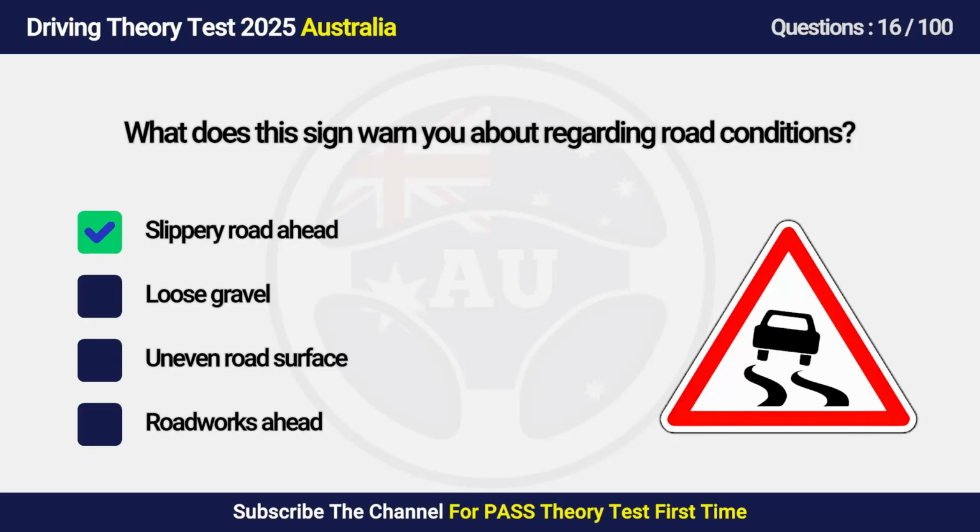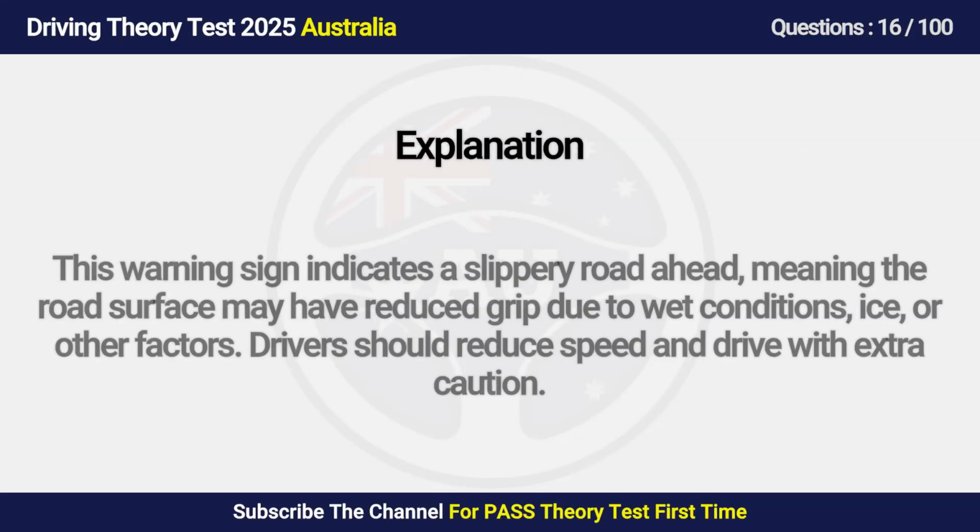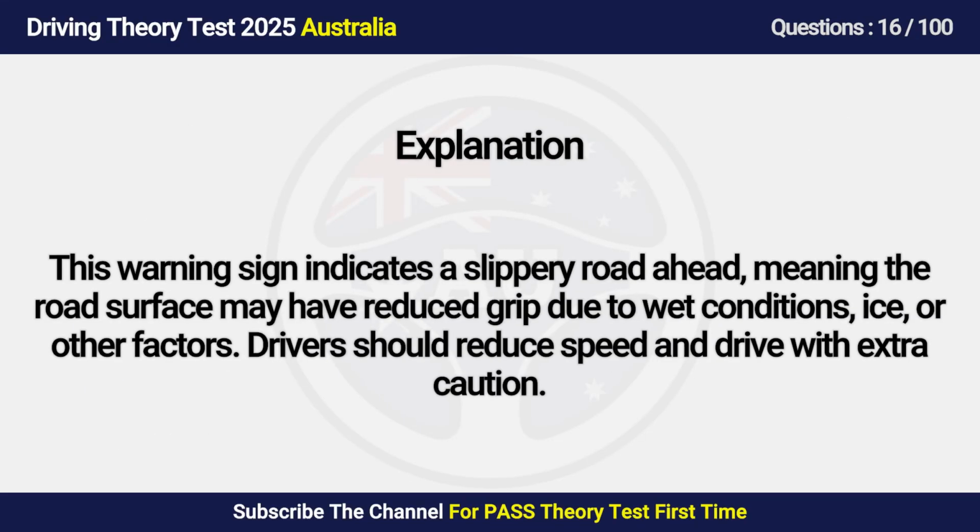Answer is A. Slippery road ahead. This warning sign indicates a slippery road ahead, meaning the road surface may have reduced grip due to wet conditions, ice, or other factors. Drivers should reduce speed and drive with extra caution.